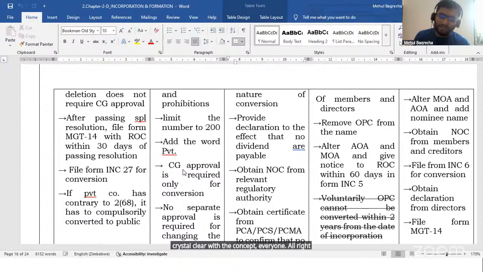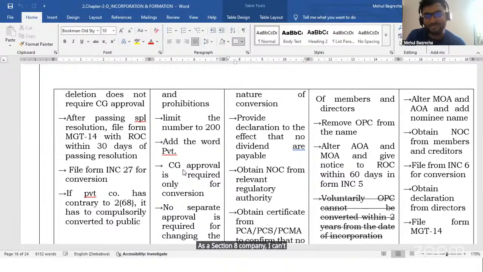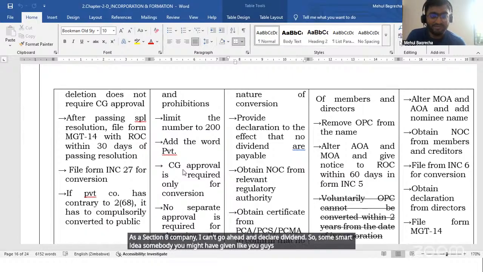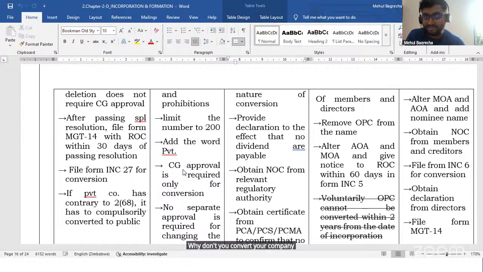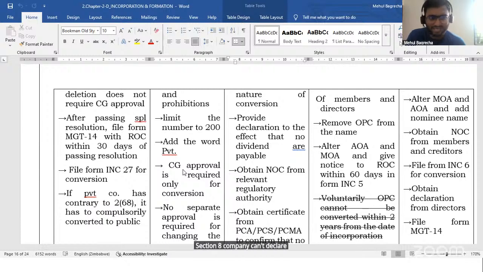All right. So now what companies do is, I'll give you a classic example. I've raised 10 crores from you like this. As a Section 8 company, I can't go ahead and declare dividend. So some smart idea somebody might have given, like you guys: why don't you convert your company into a private company and then declare dividend? Section 8 company can't declare dividend. Private company can, right? Are you understanding the problem? With me, everyone? Are you understanding what we are doing right now?